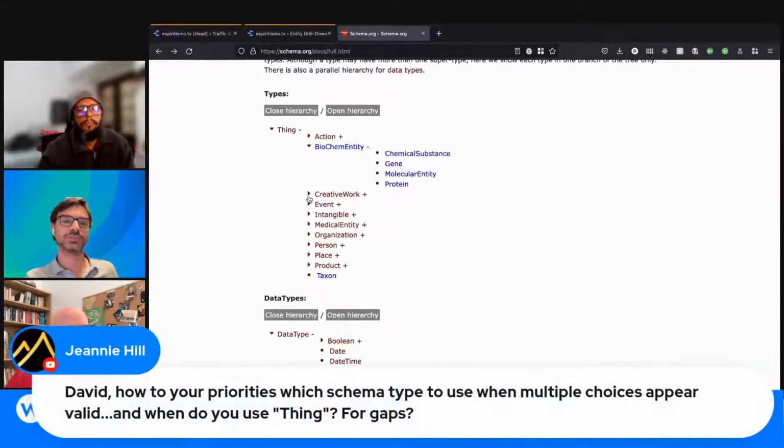Brilliant. In that case, we have this question from Jeannie. How do you prioritize which schema markup type to use when multiple choices appear valid, and when do you use thing for gaps?